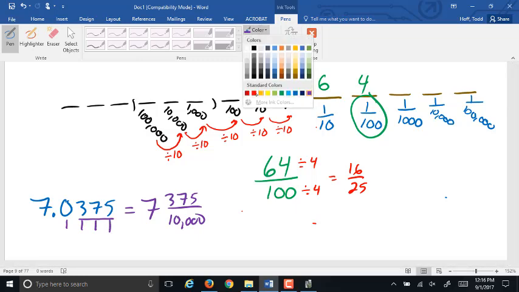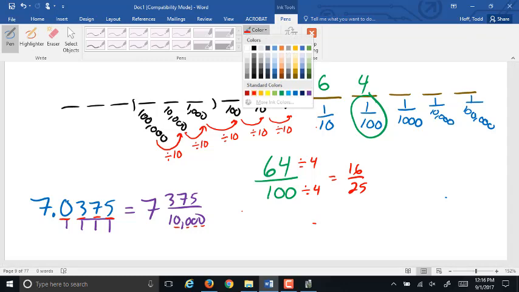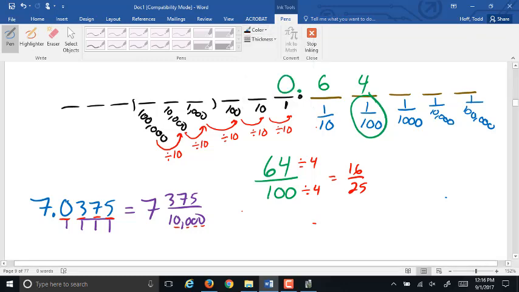A sneaky little way to double check yourself. 1, 2, 3, 4 decimal places. 1, 2, 3, 4 zeros in my denominator. And of course, that fraction can be reduced, but I'm going to trust that you guys can do that.